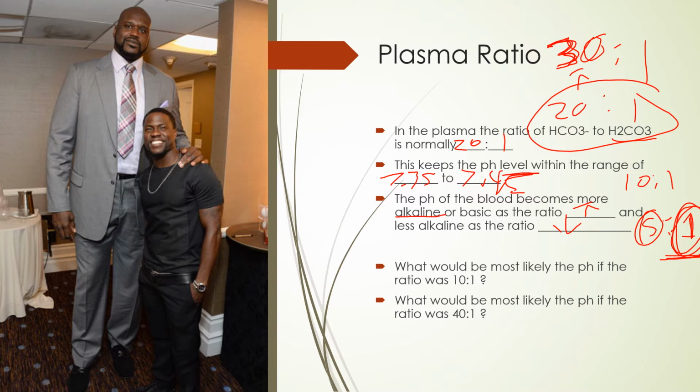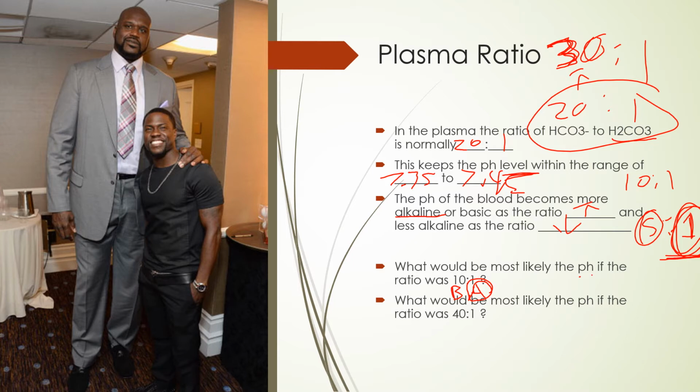So 10 to 1 means very low bicarb. Remember, the first one is bicarb, the second one is acid. So if you want to do base and acid, if that helps you. If we only have 10 to 1 instead of 20 to 1, the dominant in this relationship is going to be acid. So the pH will be acidic, right?